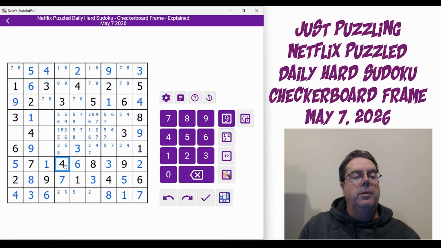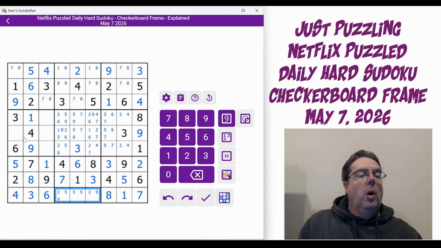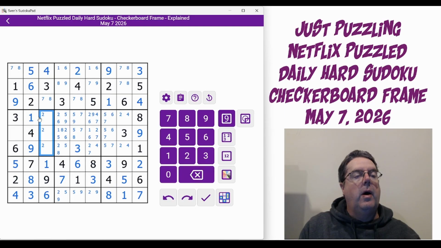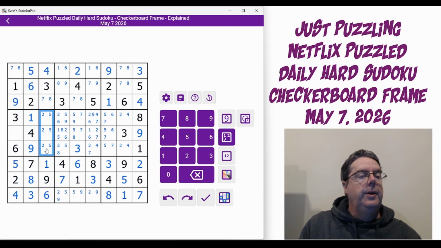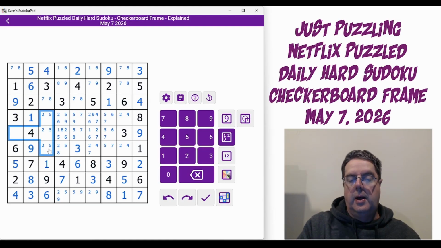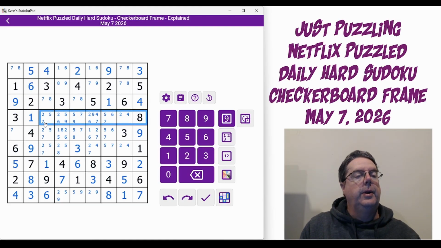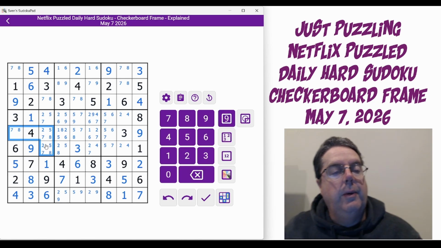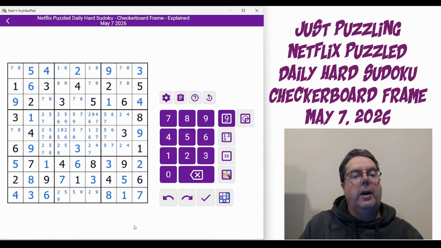This box here is missing a 9. 1, 2. 2 comes up here, so 2 is one of these. 3, 4, 5. 5 comes up here, so 5 is one of these. 6, 7. 7 can be in all of these. And 8 comes across here, so 8 is one of these. Alright, so now we've got to figure out what we have in terms of our notes.